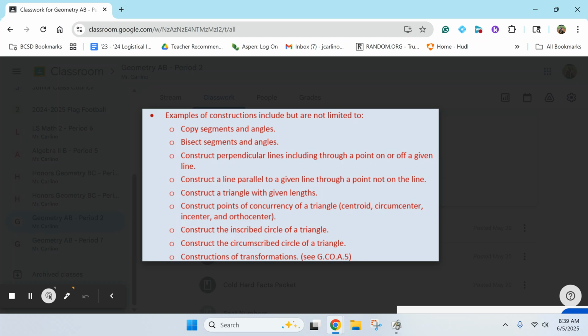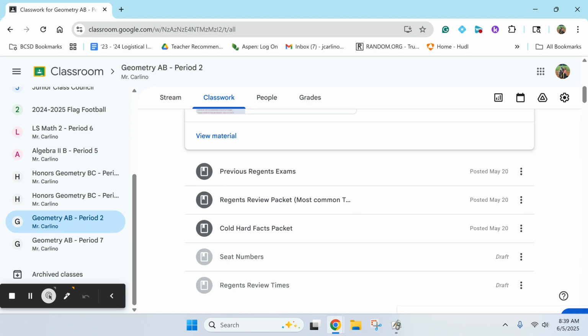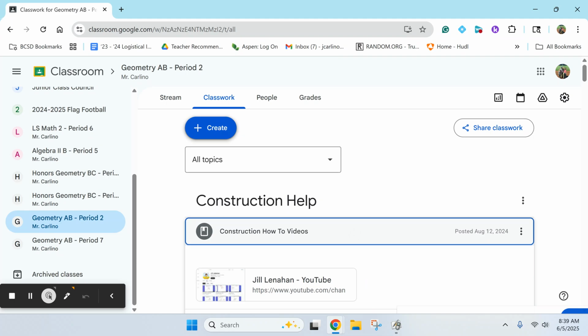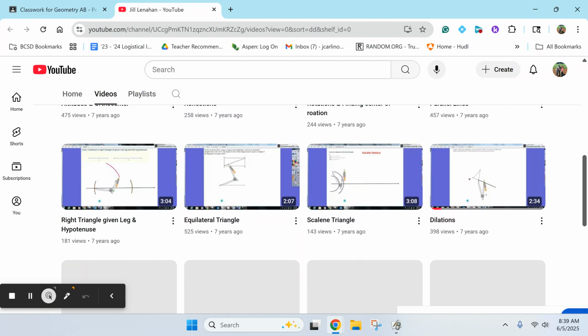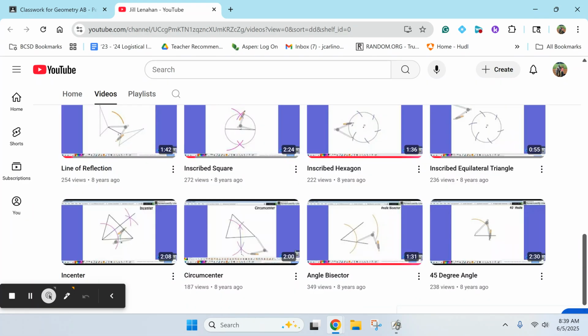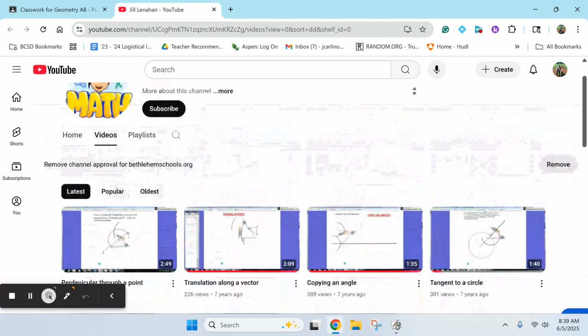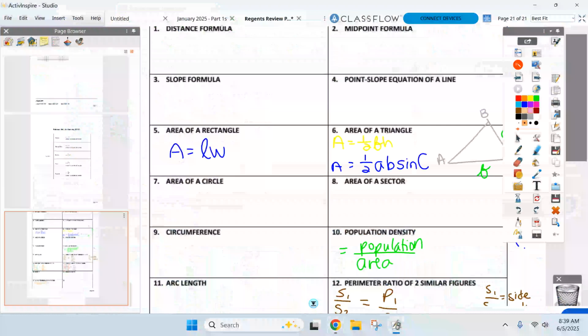And also a reminder, if I'm not around or maybe you can't come in after school or to the review session, we always have this on Classroom. And that's all the videos on how to do all these constructions. Well, the constructions we've done this year. Okay, so all the constructions are up there, step by step on how to do them in case you can't come to any reviews. All right, I'm just saying no excuses that you couldn't do a construction because I wasn't around. All right, anything there?